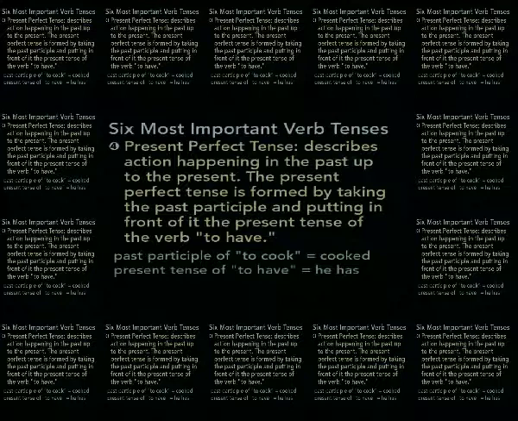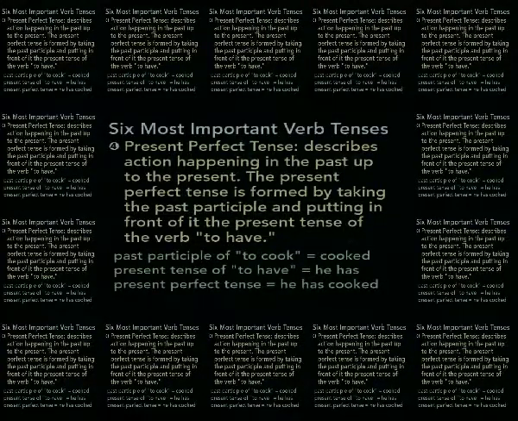Now, the present tense of the verb to have would be, for example, he has. He has is the present tense of the verb to have. When we put that in front of the past participle, we have the present perfect tense. So the present perfect tense of the verb to cook would be, he has cooked. Now, remember, we said that the present perfect is used for actions in the past up to the present.